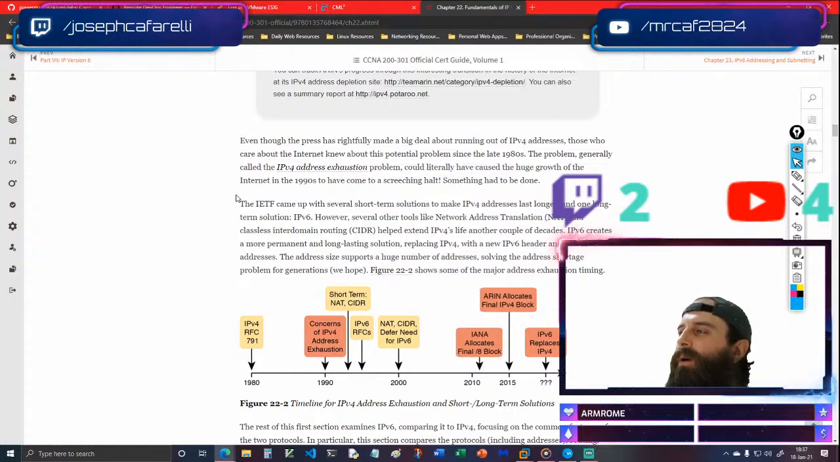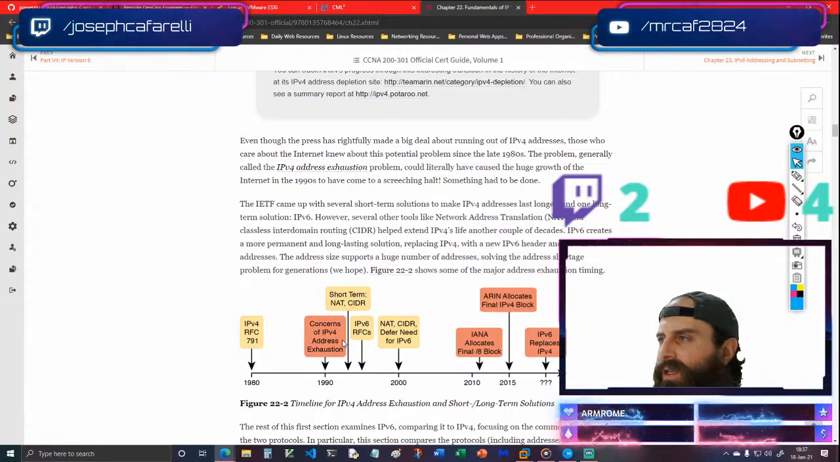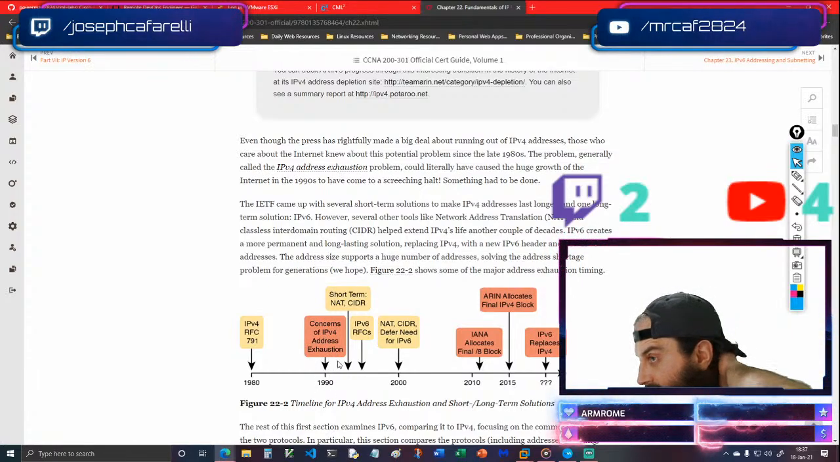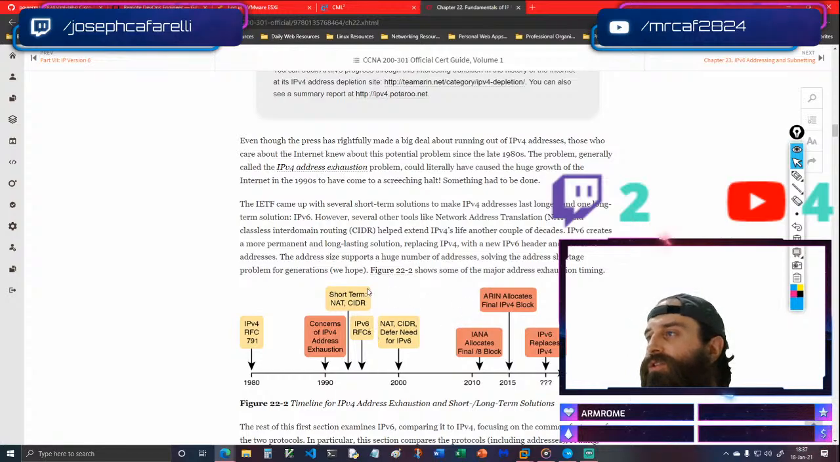The figure shows some of the major address exhaustion timing. So we have RFC 791 in the early 80s. Concerns of IPv4 address exhaustion came about in the early 90s. And again in the early 90s they came up with NAT and CIDR, and then the IPv6 RFC started to hit in the mid 90s.